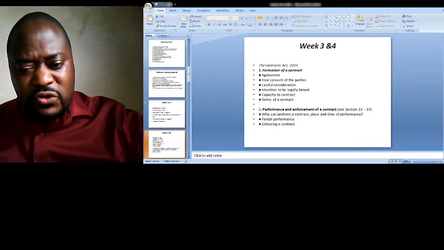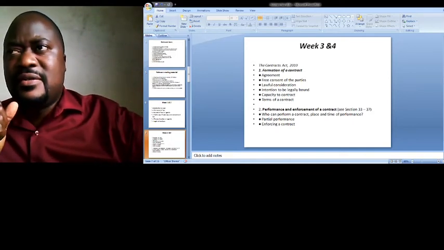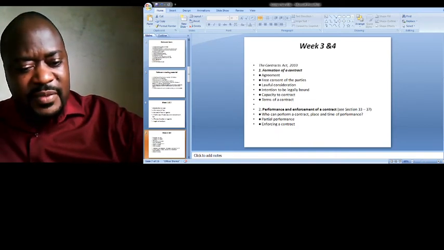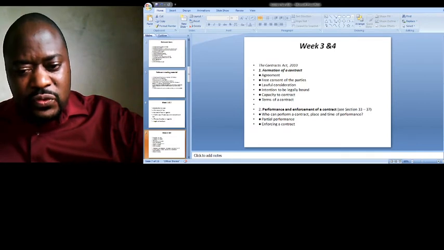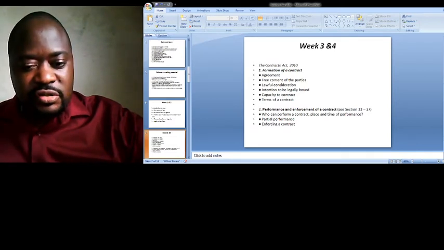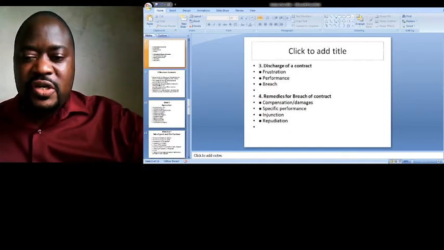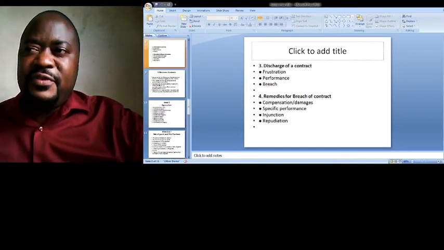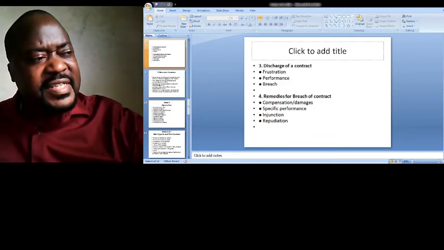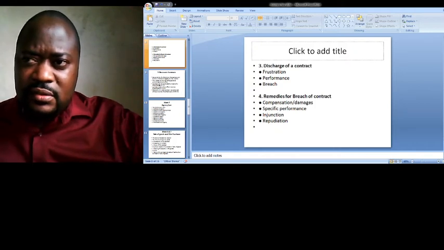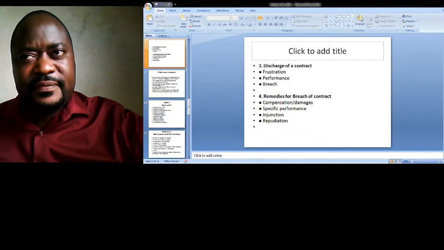Who can perform a contract? It's very important for us to look at who can perform a contract. And under that, we'll be able to look at the age. Can a 15-year-old enter into contractual obligations? What of a 7-year-old? Because under that, we'll be looking at capacity to contract.